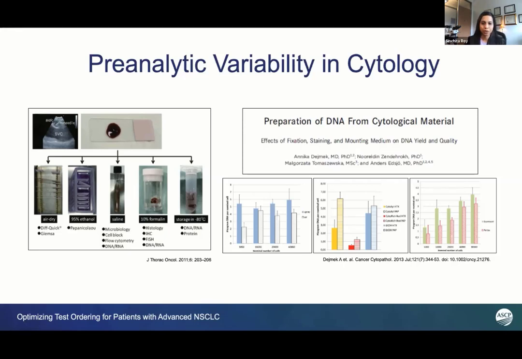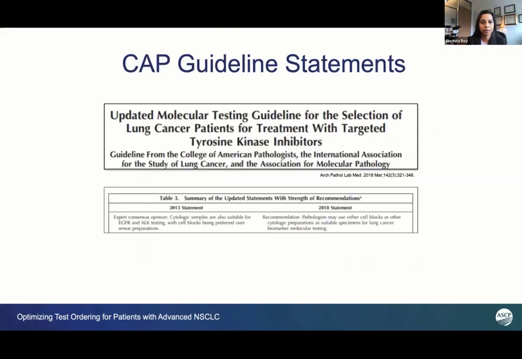So there's all of these different choices you have, and how you process it actually impacts how your DNA, your RNA, and protein is going to behave for some of the downstream testing. And this article here actually highlights how you can have quantitative differences in the yield depending on how you process that specimen, whether you spray fix it or air dry it, or whether you put it in Cytolyt or fix it in ethanol, different kinds of mounting medium. So again, it's mainly important to think about this when you're dealing with small specimens that have limited amounts of tissue, because you want to maximize the amount of nucleic acid and you want to make sure that the tests that you're going to do are reliable and accurate.